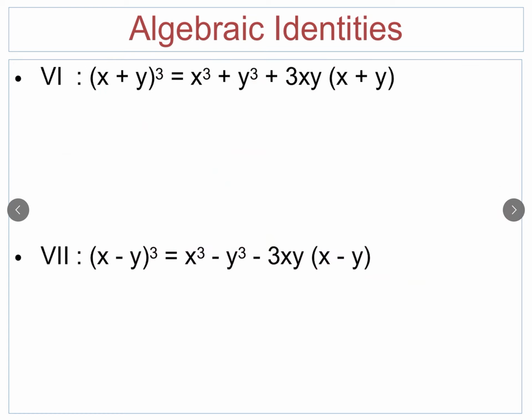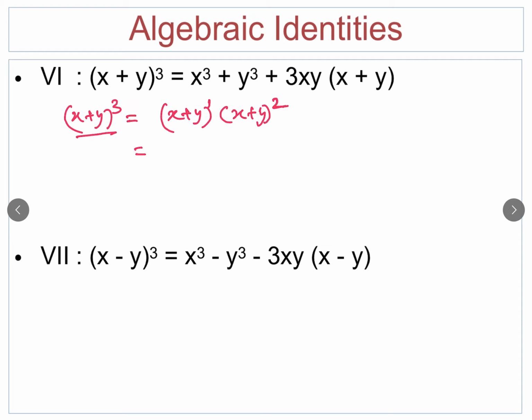Okay, moving to the next one, we have (x plus y) whole cube and (x minus y) whole cube. These two are very important identities. Let's understand them. We have (x plus y) whole cube. This can be written as (x plus y) into (x plus y) whole square. So here we have power 1 and here we have power 2. When you multiply them, the powers will be added, and you will get (x plus y) whole cube.